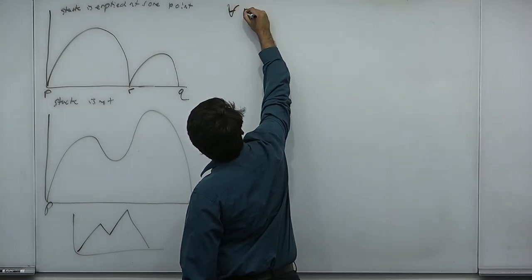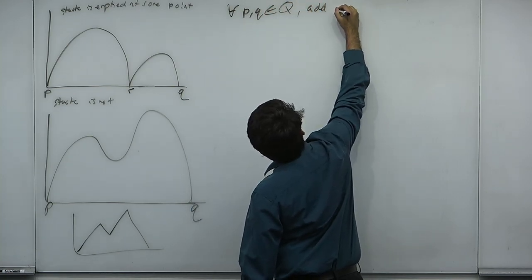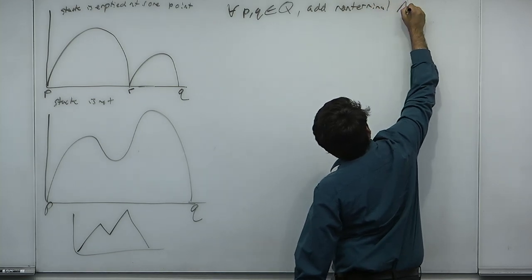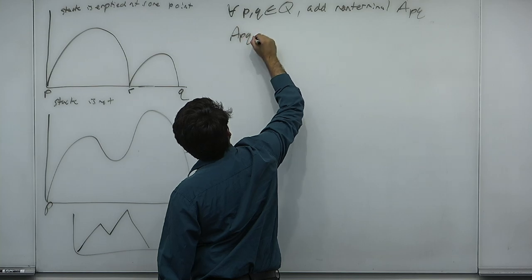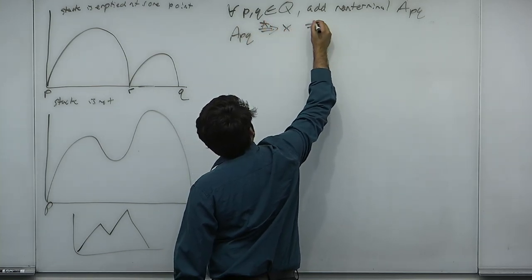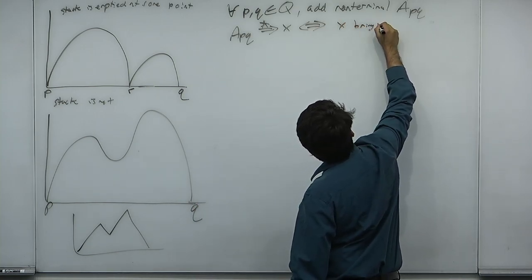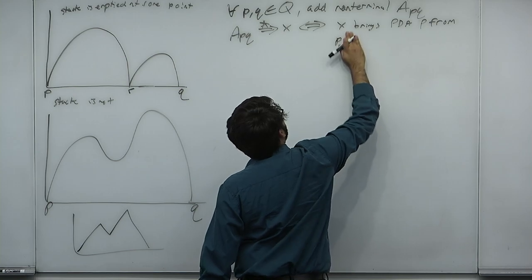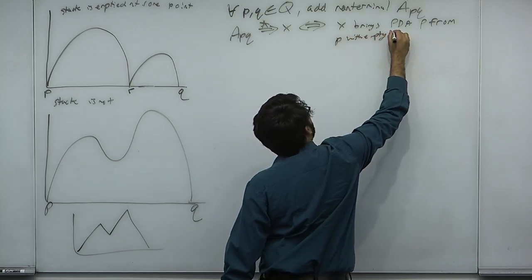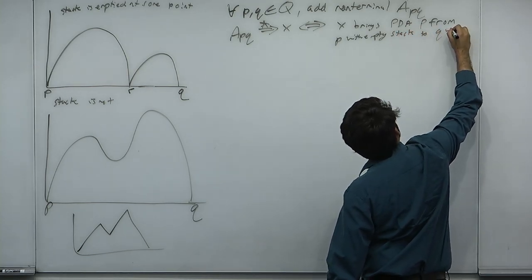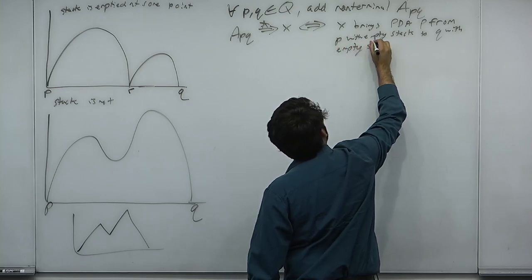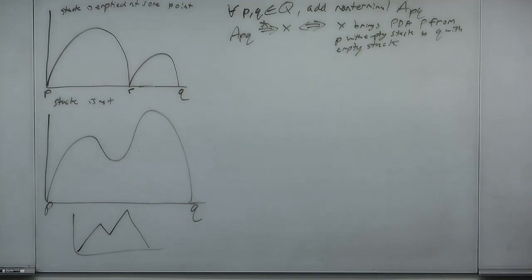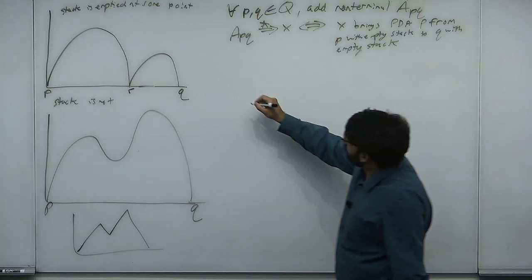For all P, Q in Q, add non-terminal A_PQ, such that A_PQ produces a string X if and only if X brings the PDA from P with empty stack to Q with empty stack. And I will shorten this notation later. But we want X to be a string that brings the PDA from state P, starting with an empty stack, to state Q, ending on an empty stack. Now, what is the start state going to be of our grammar?